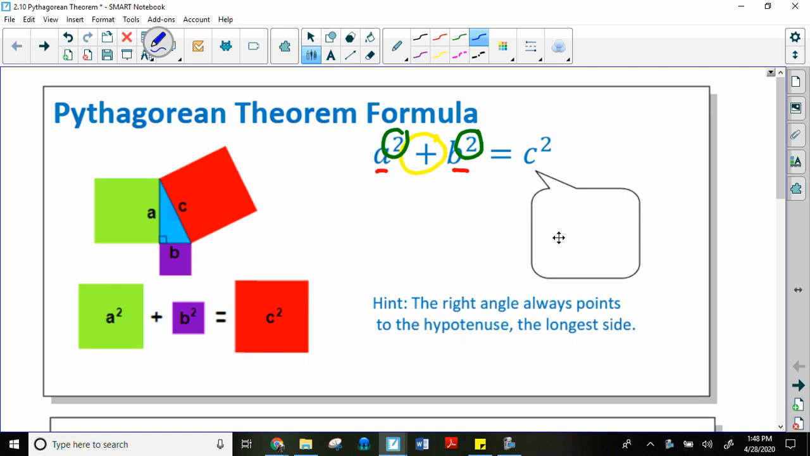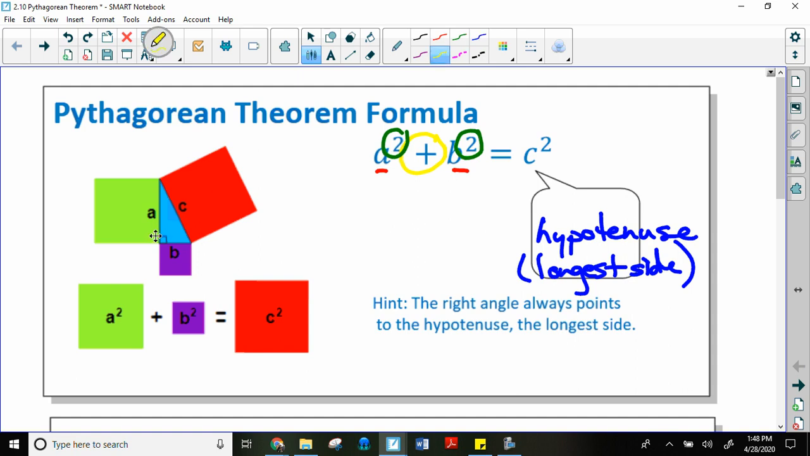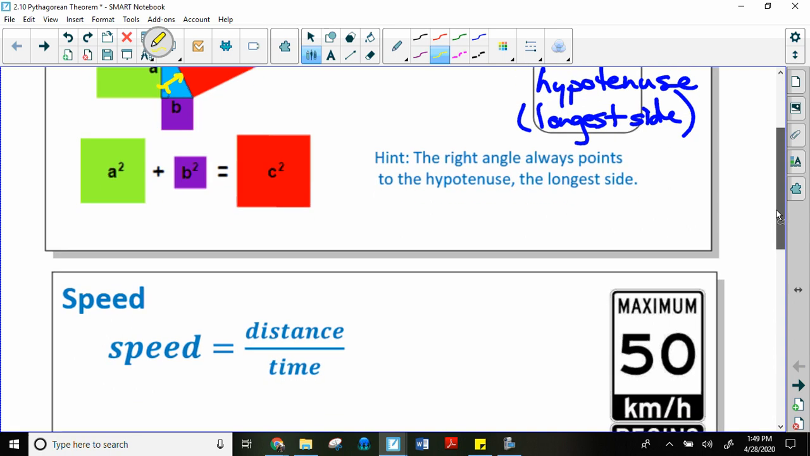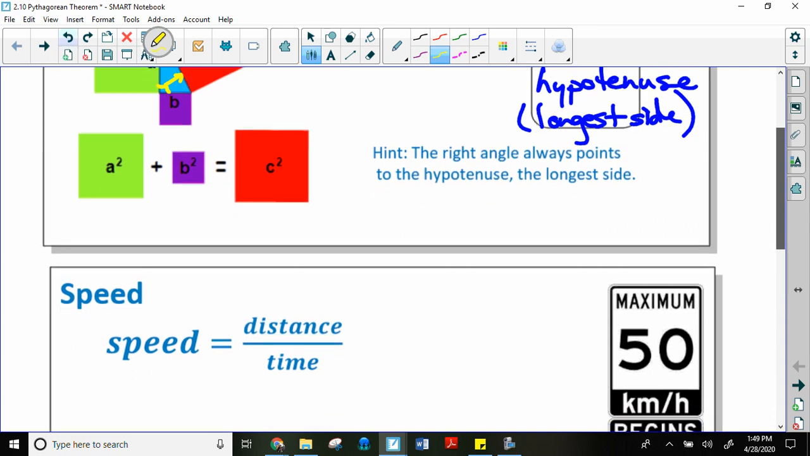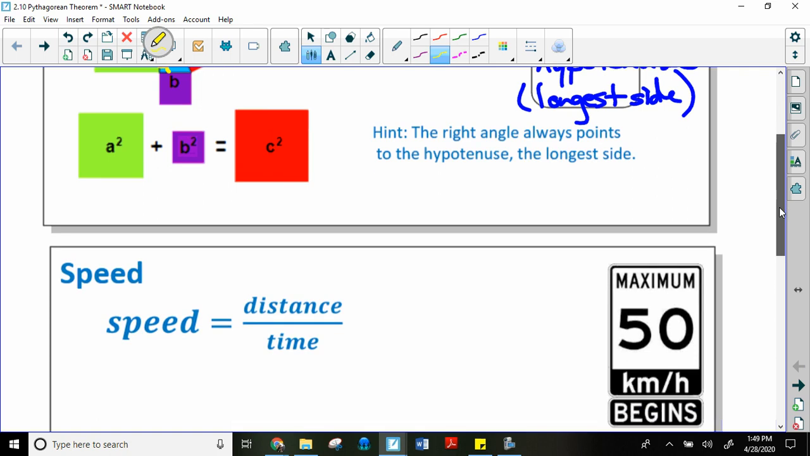And this is known as your hypotenuse, which is your longest side. Okay, so we've got a little hint down here that your right angle always points to the longest side. So if I look at the right angle, see how it's pointing? It's pointing to the longest side. We treat it like an arrow.